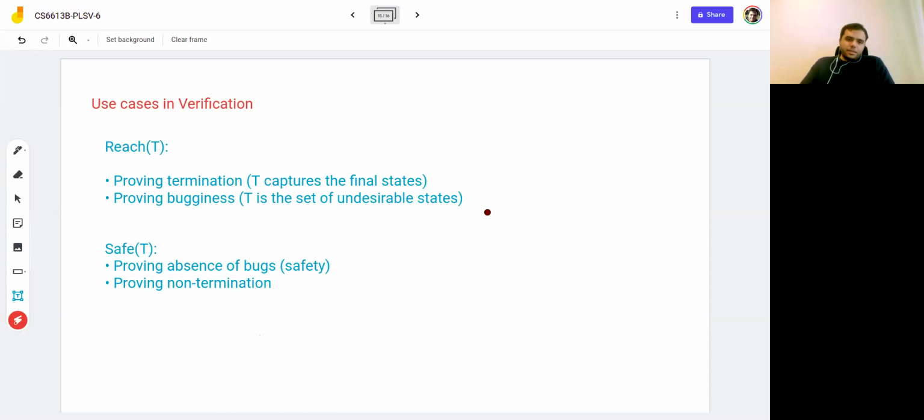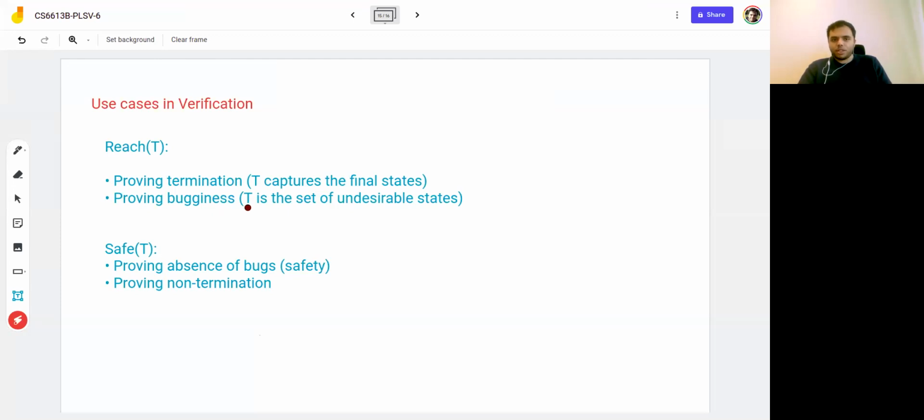Now, to be a little bit more concrete, let's think about the reachability objective. Let's say that you want to reach a target state or a set of target states T. It can actually be used for proving termination. For example, if T is the set of states in which your program terminates, then reaching T is the same thing as termination. It can also be used for proving that the program is incorrect, proving that the program has a bug. And this is basically very easy again.